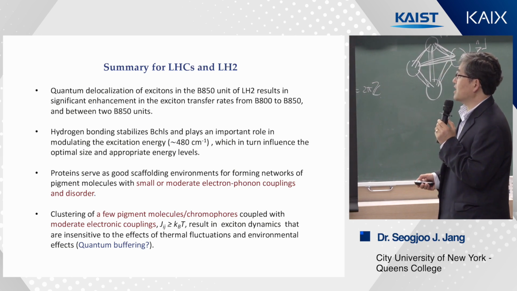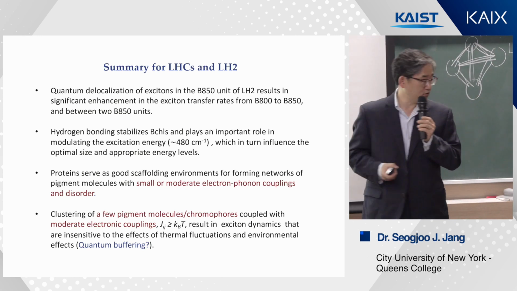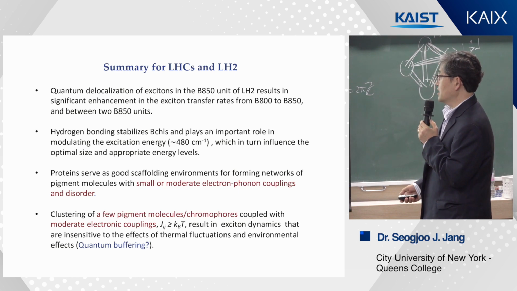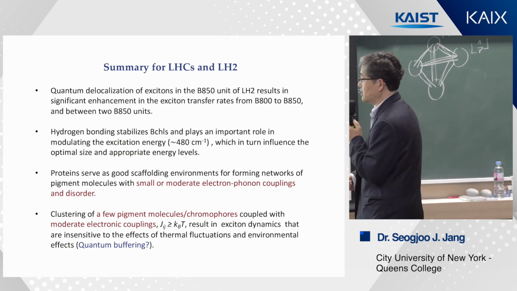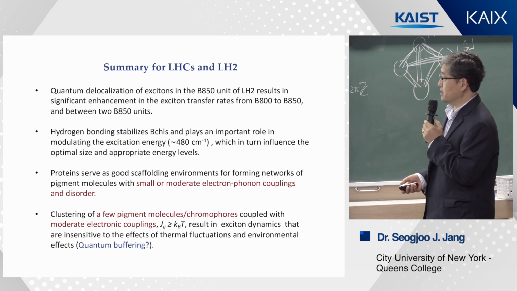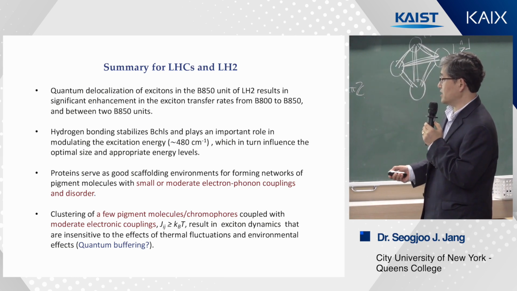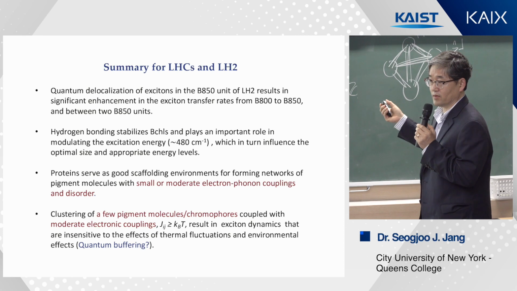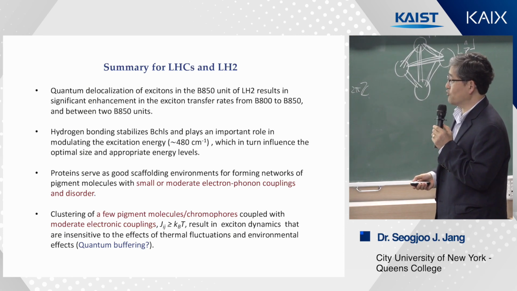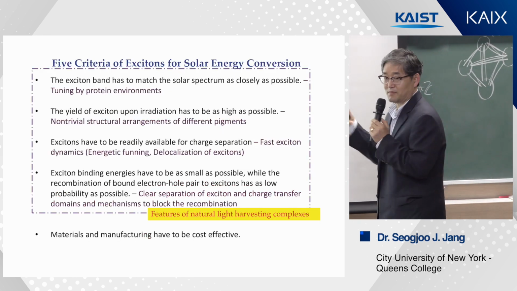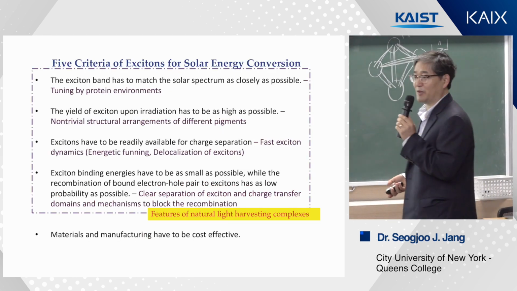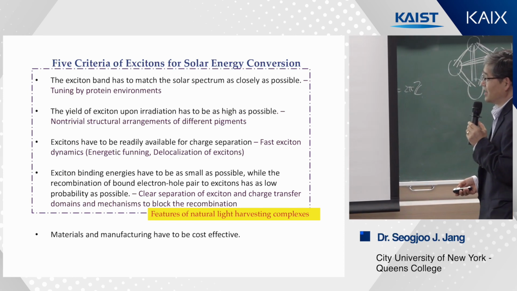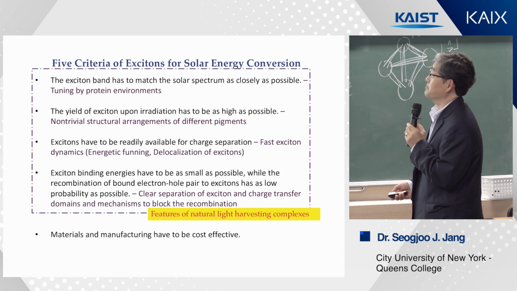Another important thing is that in all these light harvesting complexes, including LH2, they are clustered with each other. Because of that, they provide various routes for exciton dynamics. So if one path fails, the other path becomes available. I called that quantum buffering, but unfortunately, the term quantum buffering has a different meaning in quantum information science, so it's not easy to promote this idea unless I use a different name.